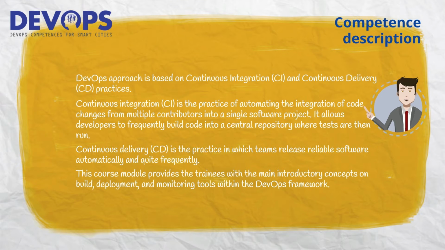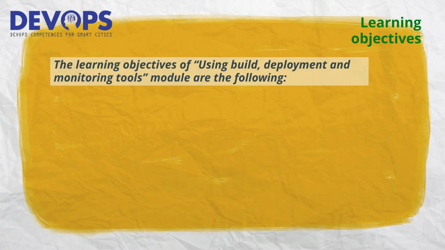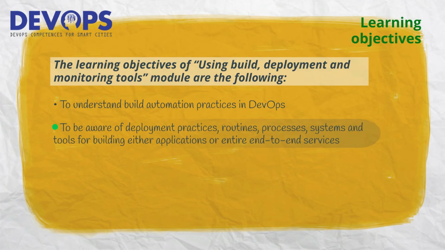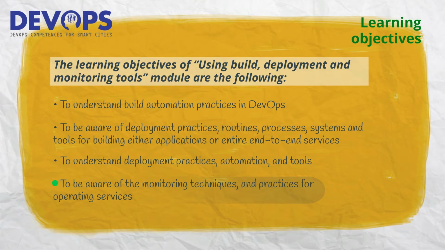This course module provides the trainees with the main introductory concepts on build, deployment, and monitoring tools within the DevOps framework. Learning objectives. The learning objectives of the using build, deployment and monitoring tools module are the following. To understand build automation practices in DevOps. To be aware of deployment practices, routines, processes, systems and tools for building either applications or entire end-to-end services. To understand deployment practices, automation, and tools. To be aware of the monitoring techniques and practices for operating services.